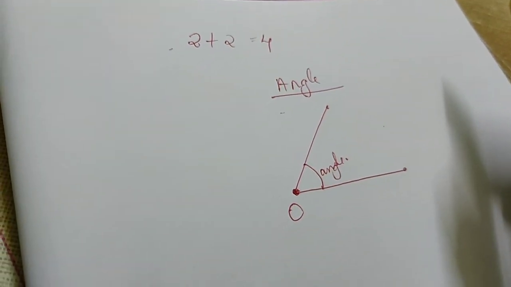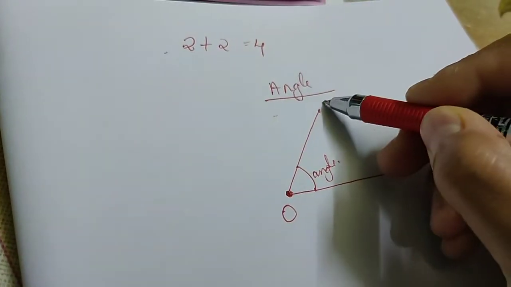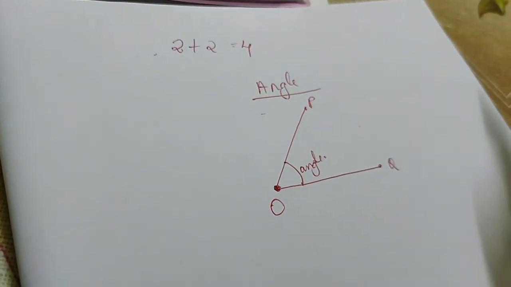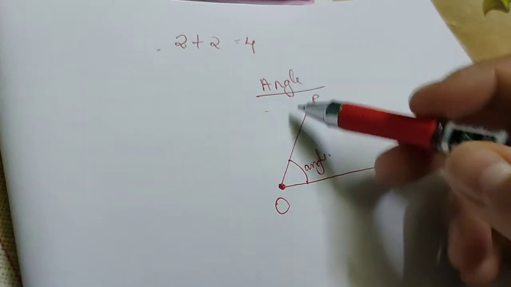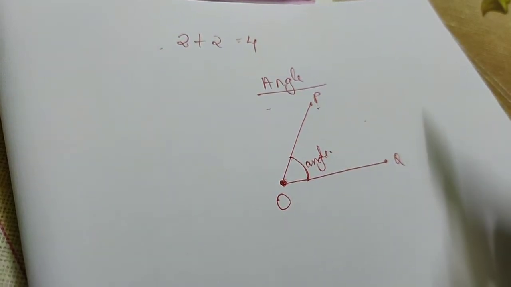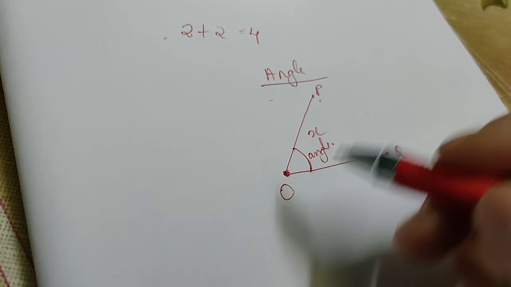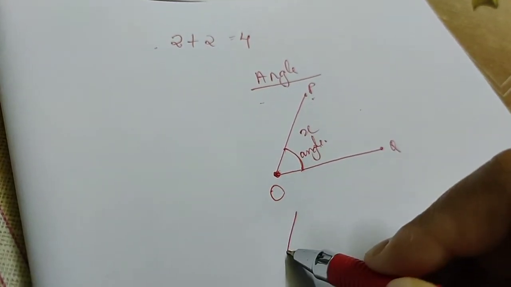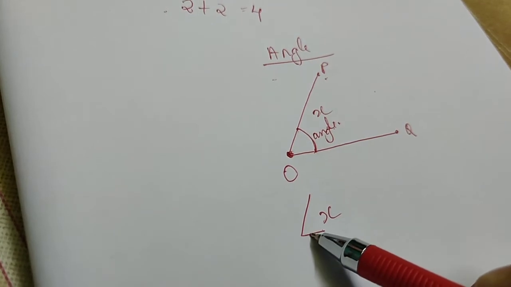Or we can say that it is the inclination between two rays or line segments. Say we will name them P and Q. So this angle is named as angle POQ. Okay. Or you can name the angle to be X. How you write angle is always like this. I will understand that this is an angle.